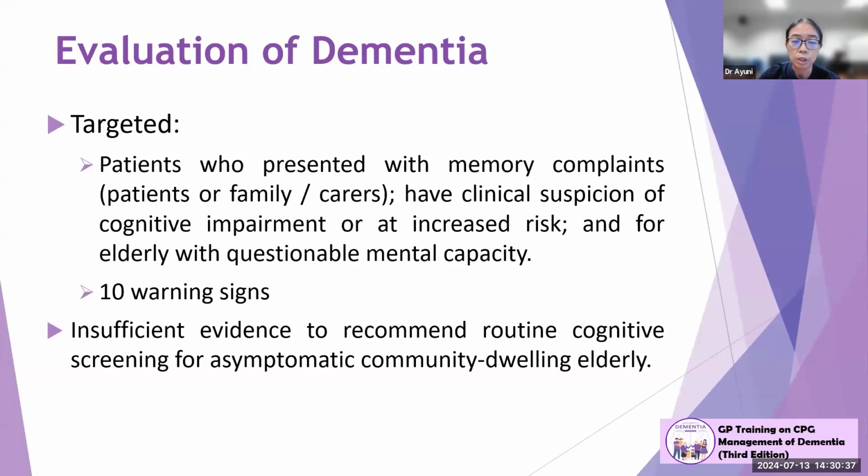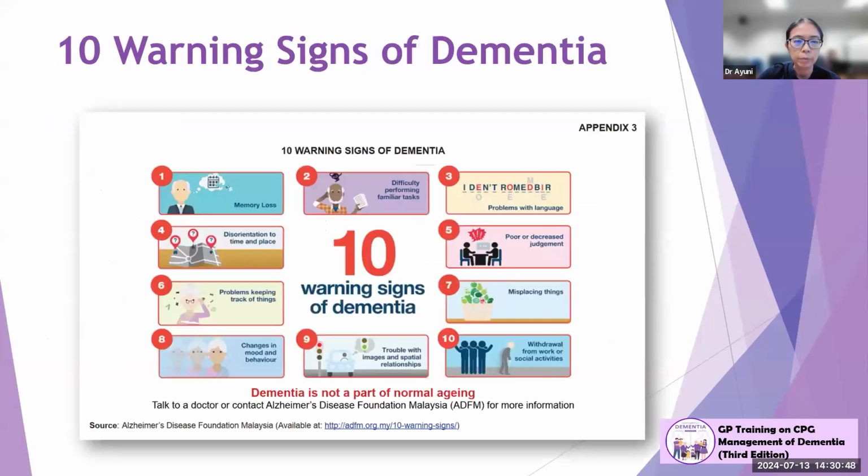And for elderly with questionable mental capacity. To make it simple, we came up in the CPG with these 10 warning signs. These 10 warning signs are recommended by Alzheimer's Disease International. This one is easier for the public and also for the GPs to understand what the warning signs of dementia are. You can print it out and put it in your clinic or distribute it to your patients. If they have any one of them, then they should come forward for further assessment on whether they have dementia or not. These are the warning signs.